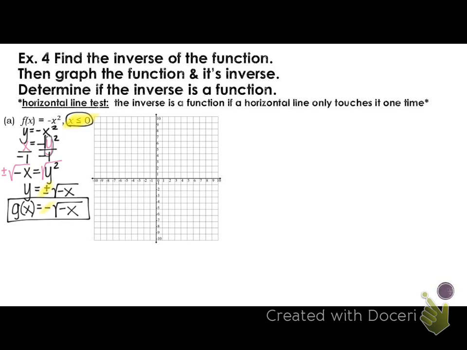Now, keep in mind, I'm supposed to graph the function and its inverse. So my function is up here. My function is the original problem. So go ahead and open up Desmos. And remember, I can't use f of x in Desmos. What do I have to use? Y. So y equals negative x squared.